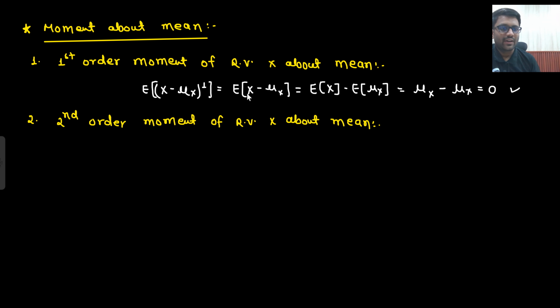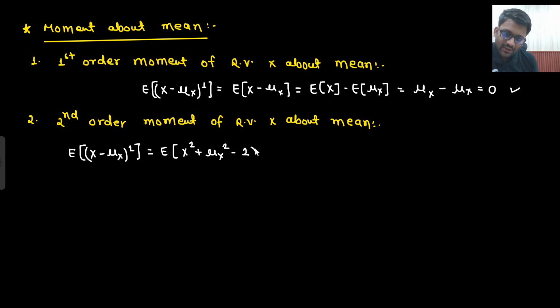First order movement of random variable x about mean. Okay. Now second order movement of random variable x about mean. Which order? Second order. So what will this be equivalent to? a square plus b square minus 2ab. You agree to this point? Right? a square plus b square minus 2ab.